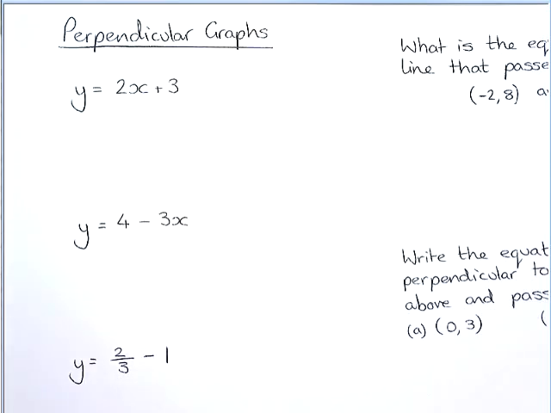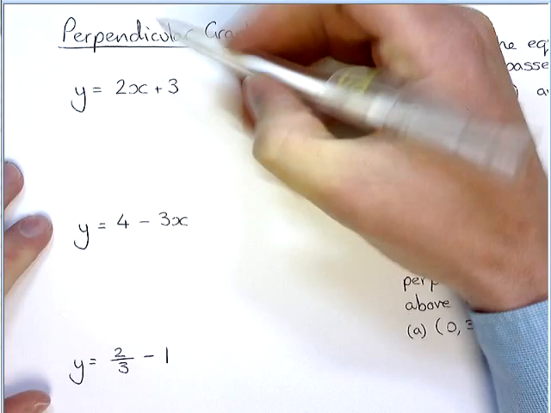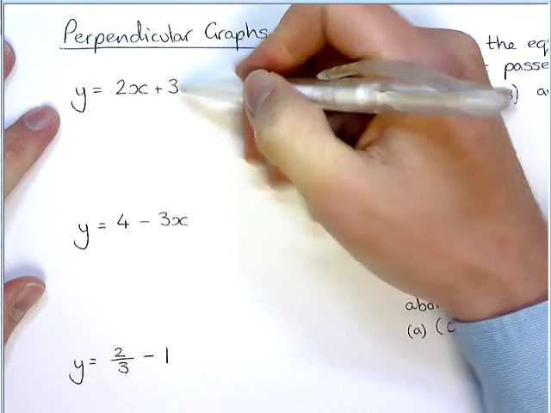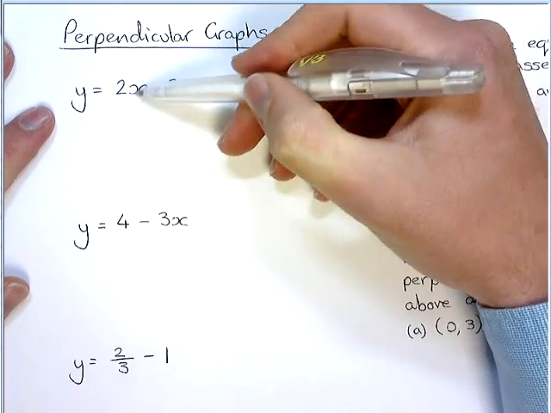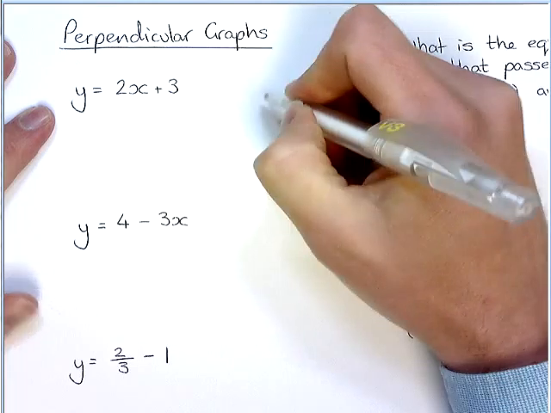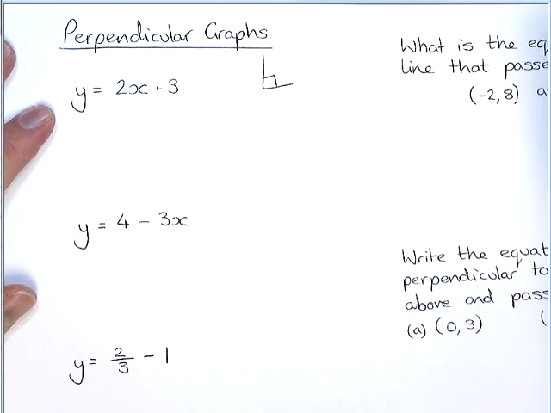It's Mr. Wilson here, and now we're going to take a look at perpendicular graphs. So, this is a normal straight line graph, and we could be asked to write down any equation that is perpendicular to it. First of all, you need to understand perpendicular means at right angles.